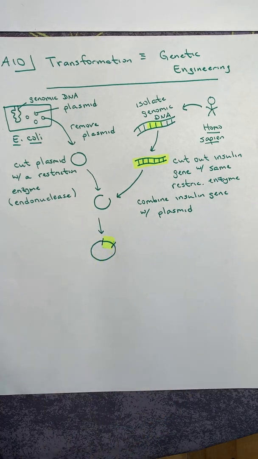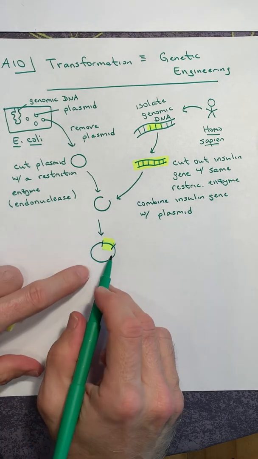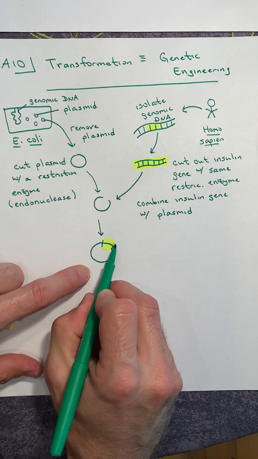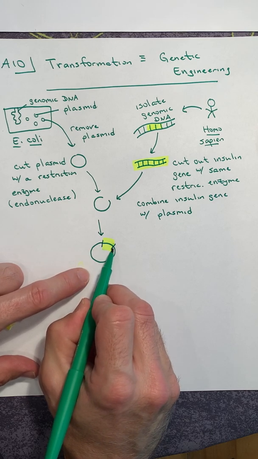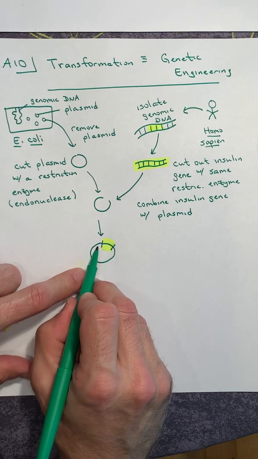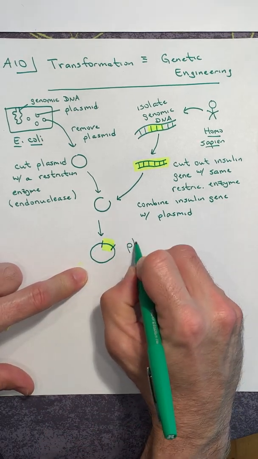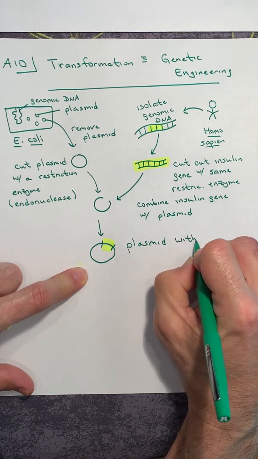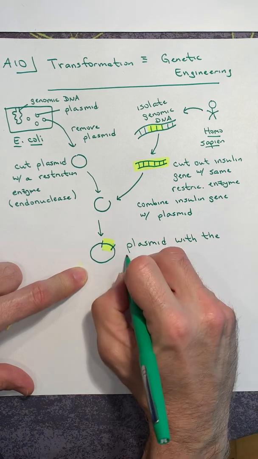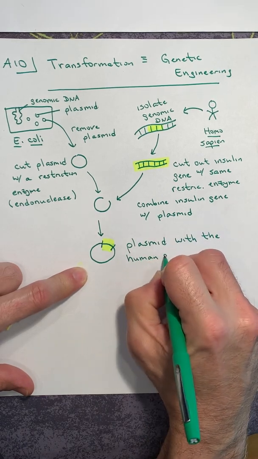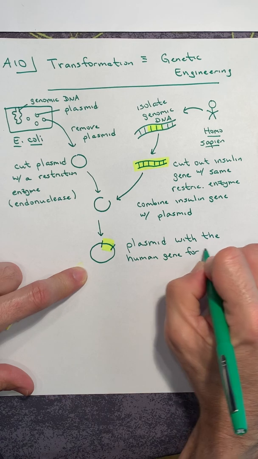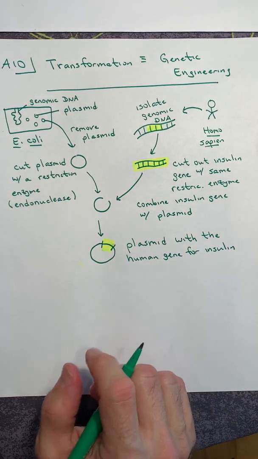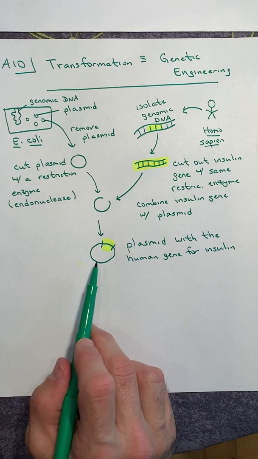This is why it's so important to use the same restriction enzyme. So the end of the insulin gene here and the end of the insulin gene here are complementary to the ends of the plasmid. And so what you end up with is a bacterial plasmid containing the human gene for insulin. Okay? This is called recombinant DNA.